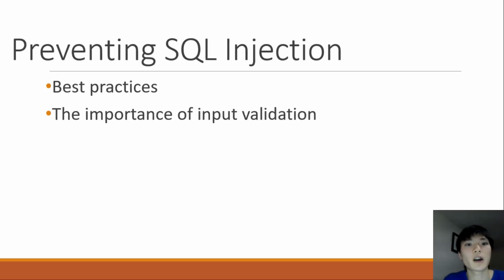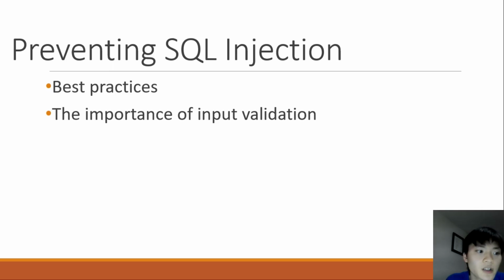And let's look at how to prevent SQL injections. Some of the best practices and the importance of improvisation. Preventing SQL injection starts with the adoption of best practices in coding and application design. One key strategy is to rigorously check against expected values. For example, if a form field expects a number, the code should reject any text input immediately.